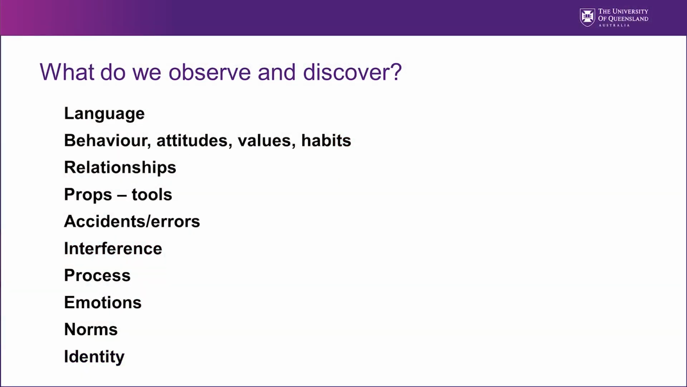Activity scenarios are an extremely powerful tool and are used in many points during the process to ensure that we are constantly mapping out developing ideas or application against a real-world usage. The types of things we are looking for in the discover phase are things like the language used by people, behaviour, relationships, any tools, accidents, errors, interference, emotions, and cues that help us understand culture, norms, and identity.